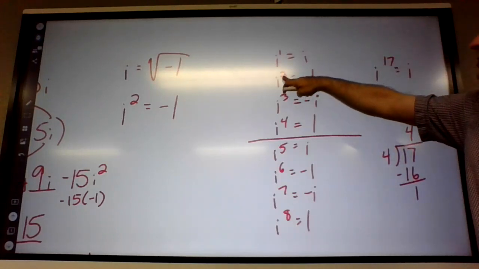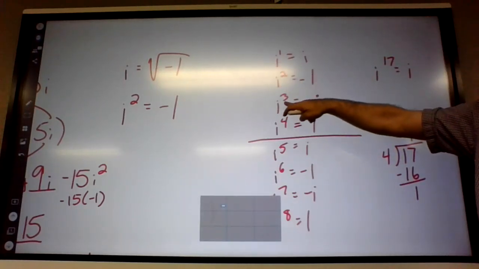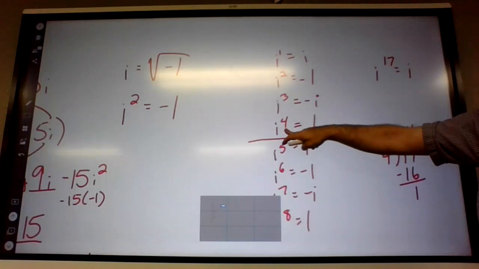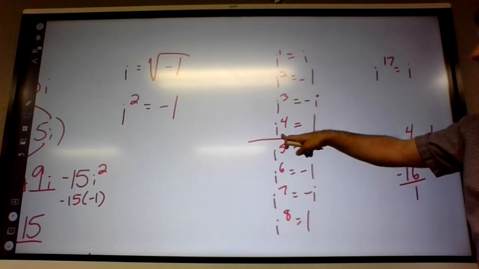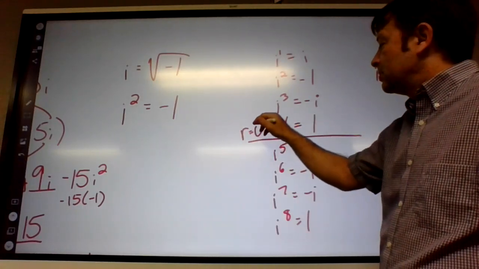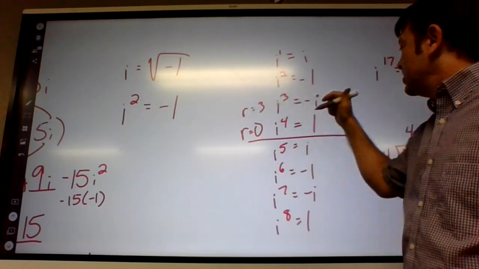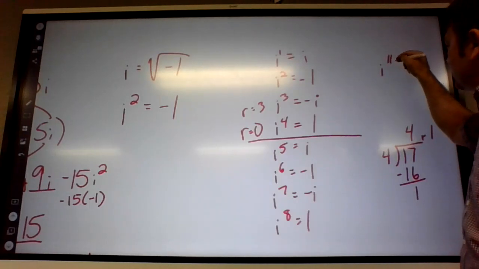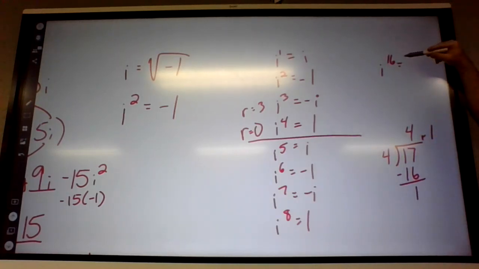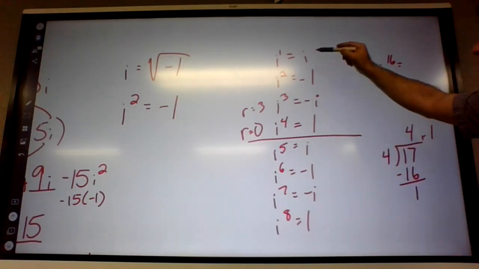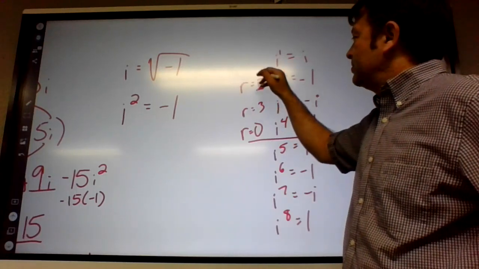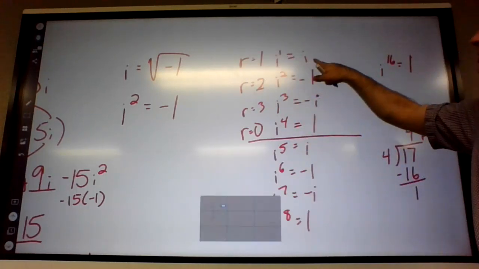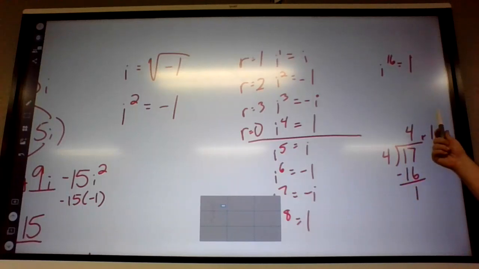Okay, if the remainder is 2, it's going to equal negative 1. If the remainder is 3, it's going to equal negative i. You can't get a remainder of 4 here. If the remainder is 0, it's going to equal 1. Because if it was like i to the 16th, this divides evenly by 4. The remainder is 0. So it would go through this 4 times and it would stop right there. So that would just equal 1. So if the remainder is 1, it's that.